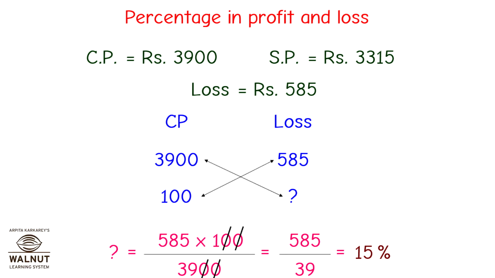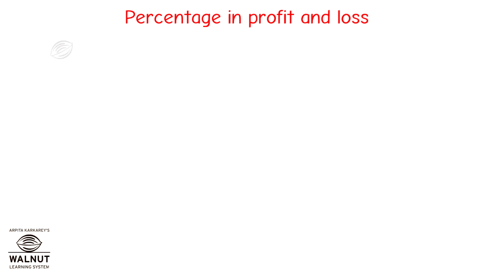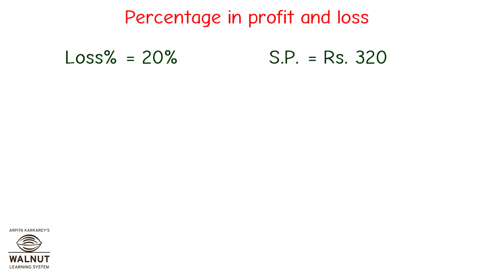Now you know how to find the loss percentage when the cost price and the selling price are given. Let's try some harder problems. Now the percentage of loss is already given to you. You are also given a selling price. Oh, that's quite confusing. How would you find the cost price now? The percentage of loss is 20 and the selling price is 320.